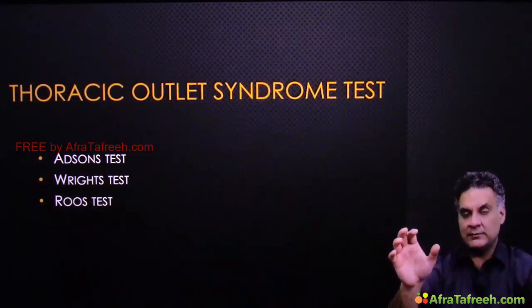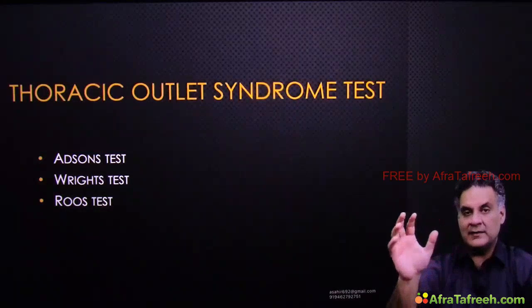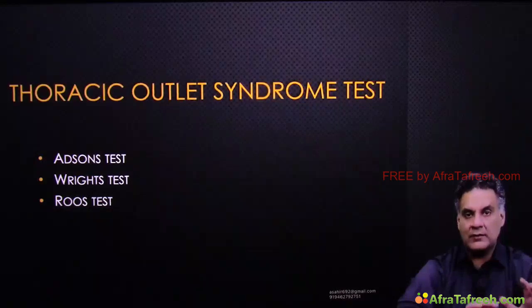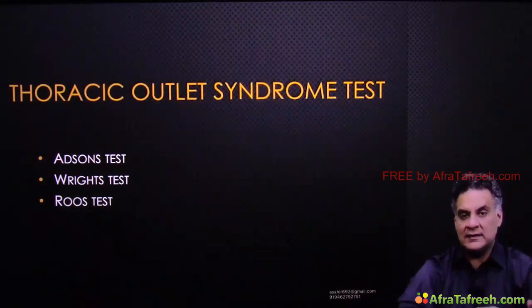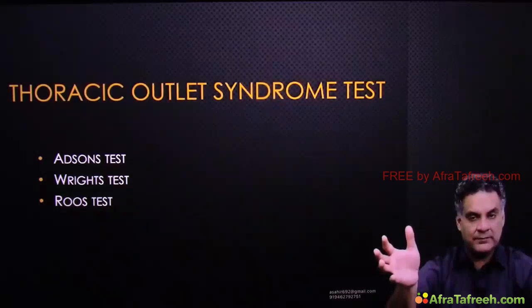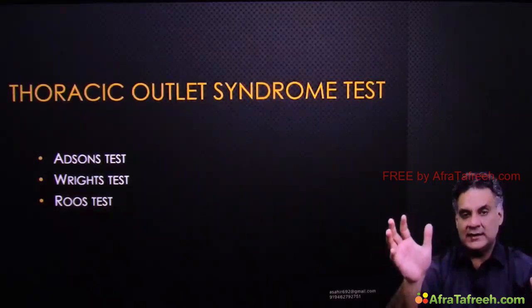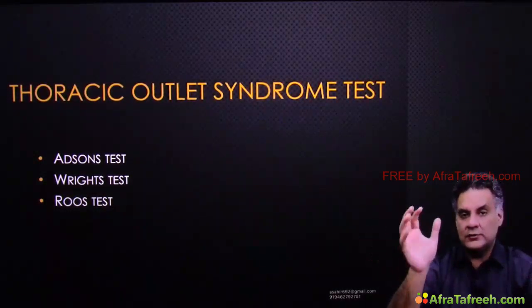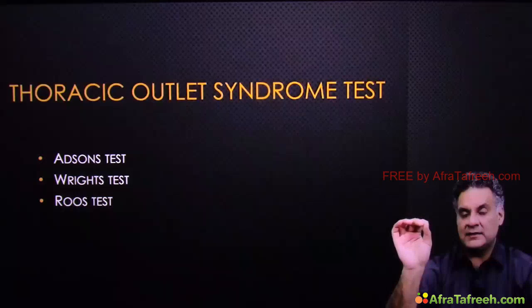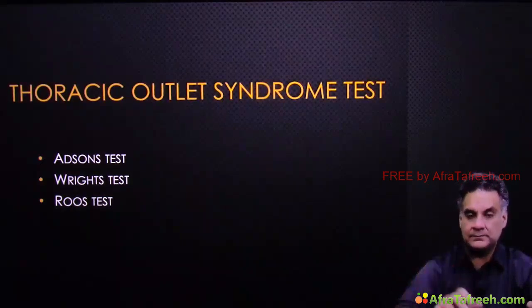After carpal tunnel syndrome, what the examiners are loving nowadays is thoracic outlet syndrome, where they ask you these tests, the Adson's test, the Wright's test, and Roos test. The principle is same. In the distribution of C8 and T1 nerve roots, you will have numbness, and importantly, there will be absent radial artery which you can palpate.